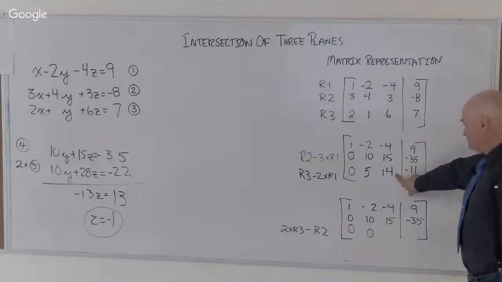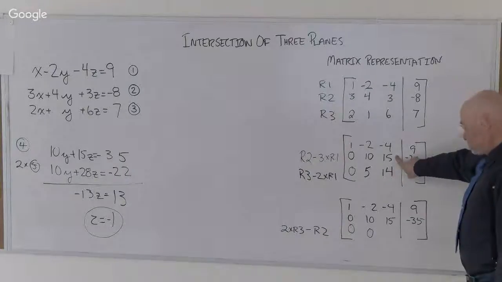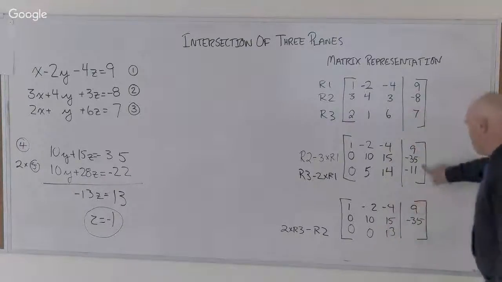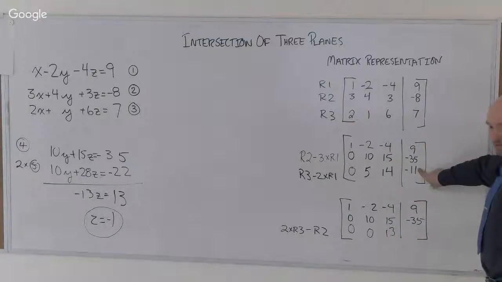28 minus 15. I'm hoping this is 13. And this is the one we're worried about right here. Because if this doesn't turn out to a -1, we are in trouble. Oh, it's going to work. I know it is.